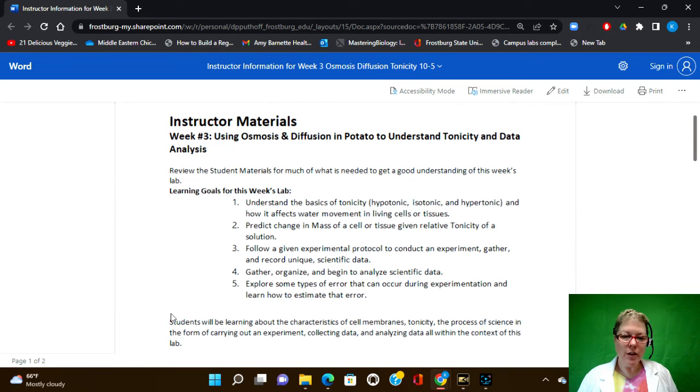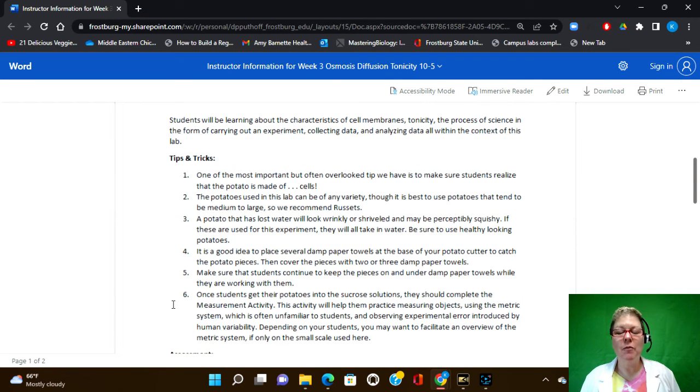So major tips and tricks are in the write-up. And I already mentioned, remind them that these are cells. These potatoes can be of any variety. We tend to use russets because they're cheap. You want a good medium-sized potato, not the large potato that you can sometimes see in the baking potato bags. And you want a healthy potato.